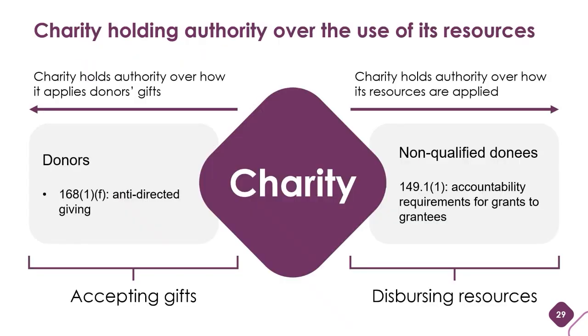So, how can an organization show it retains authority over these decisions? This image attempts to represent the concept of the charity maintaining authority over the use of its resources, both in terms of the gifts it receives and how it distributes its resources. On the left side of the screen, you will see that when a charity receives gifts, it must be able to communicate and show that it retains authority over the use of its resources. For example, it can have information on its website. Donors can indicate their program preference for how a charity will apply their donation, but ultimate authority on the use of resources must rest with the charity.